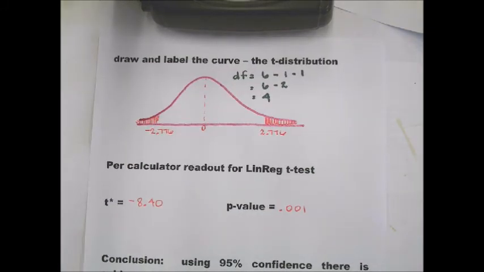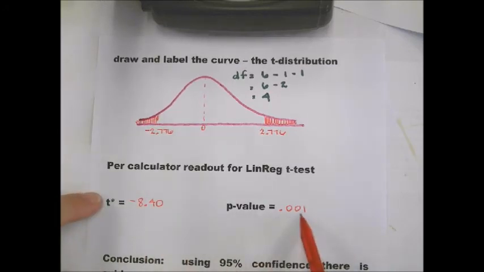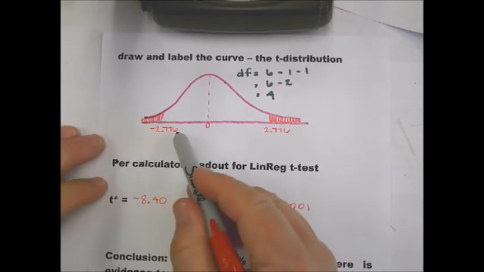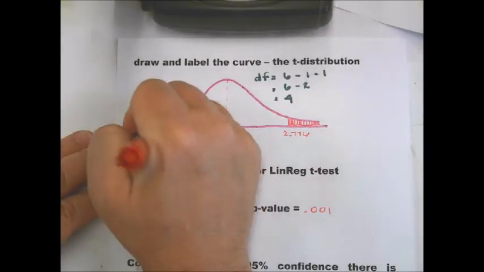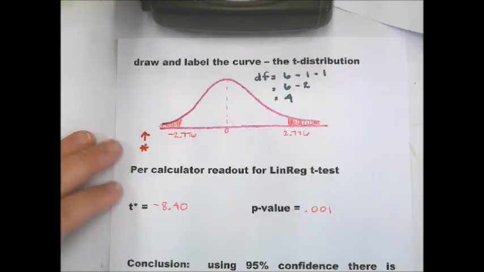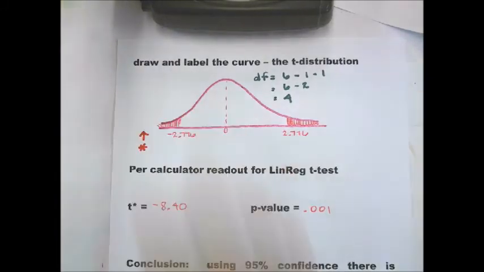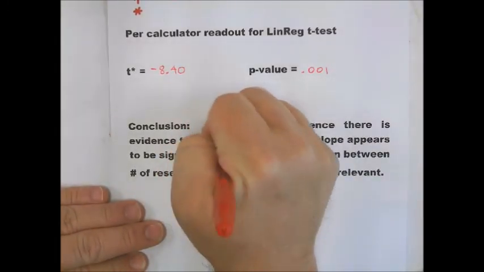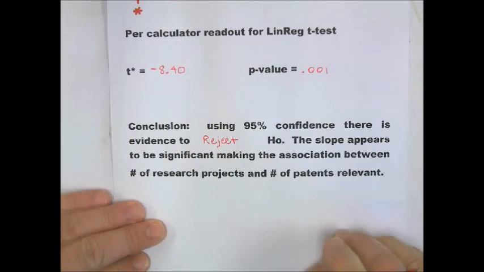So we can make our conclusion. Using 95% confidence, there is evidence to, and if you base it on p-value, it's going to be a rejection. If you base it on the T star, because if this is negative 2.776 right here, then negative 8.40 is going to be somewhere over there in the rejection region. So any way you look at it, the conclusion is we have evidence to reject H0.